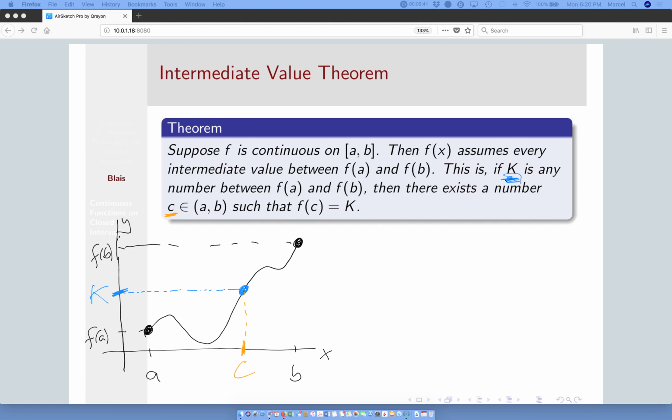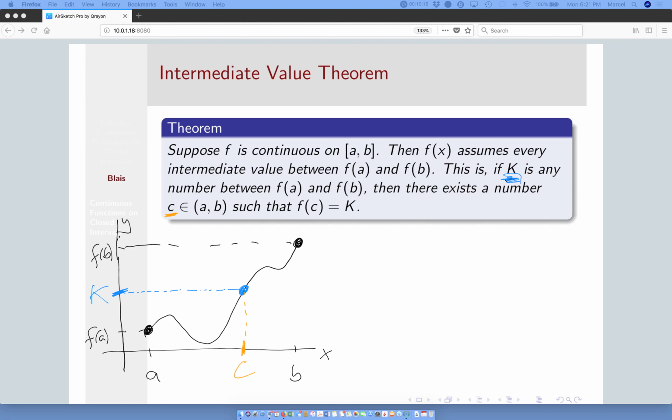And this is specifically because f is continuous on this closed interval. If f was not continuous, this wouldn't necessarily hold. And by the way, you can see how this works. Take this k and slide it up or down between f(a) and f(b), and this blue point will just slide along the function. So it'll have some x coordinate that corresponds with it. As you move this k up and down, this c will move right or left. But there will always be such a c.